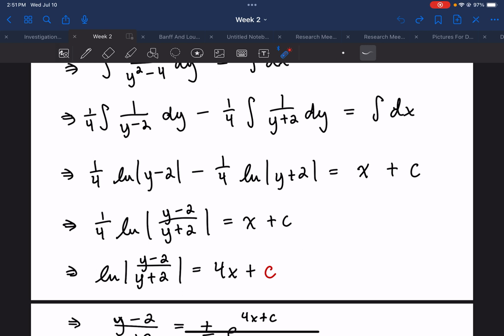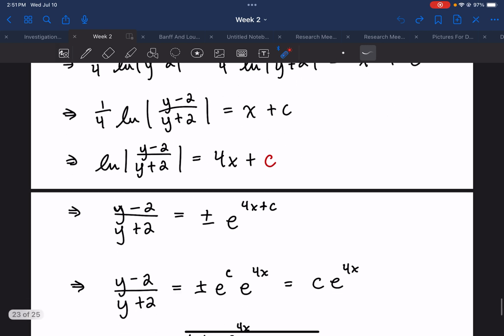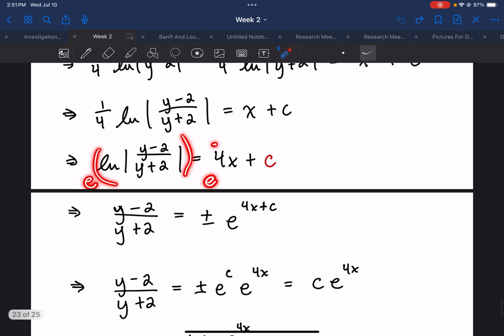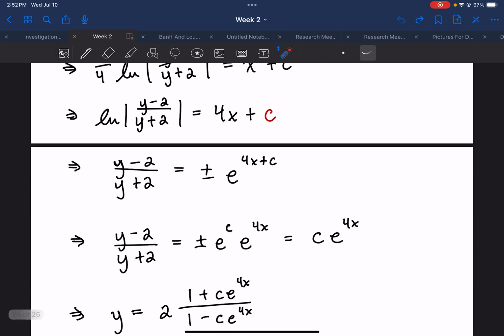A constant times a constant is a constant, right? And then I'm going to take both sides to the e, just like I did before. Raise both sides to the e power. The e and the natural log cancel, right? I can drop these absolute values and get a plus minus, and that's exactly what I do. So I get (y - 2)/(y + 2) equals plus minus e to the stuff.